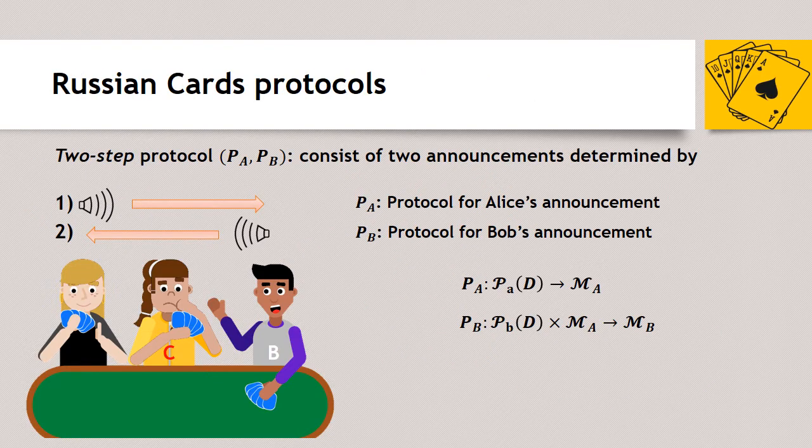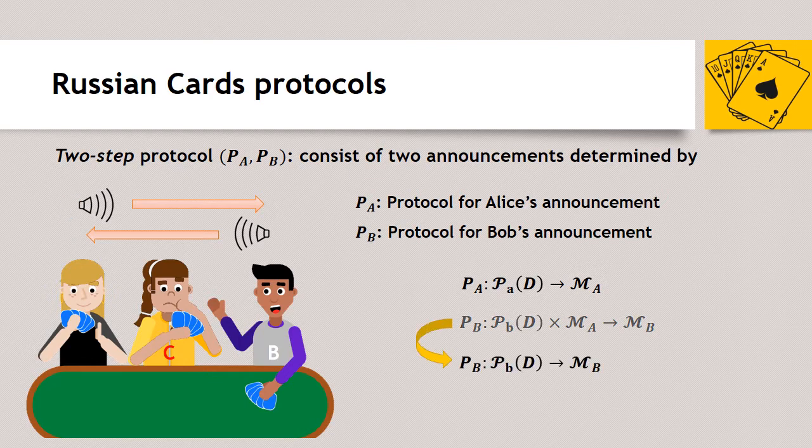Most solutions for the classic problem have the form of two-step protocols, consisting of two steps or announcements, one by Alice and the other from Bob, determined by functions PA and PB respectively. Then, PA is defined on the set of possible hands that Alice can get, which are all subsets of size A out of the deck, so that the set MA is the set of possible messages or encodings for Alice's announcement. Similarly, PB determines Bob's message as a function of his hand and Alice's message.